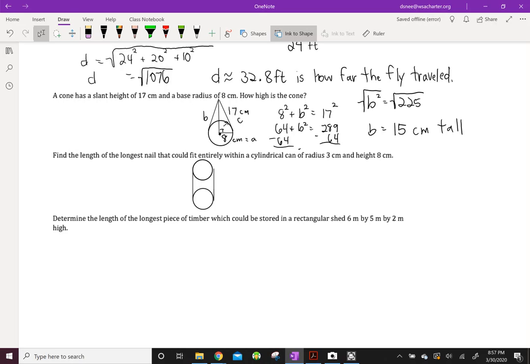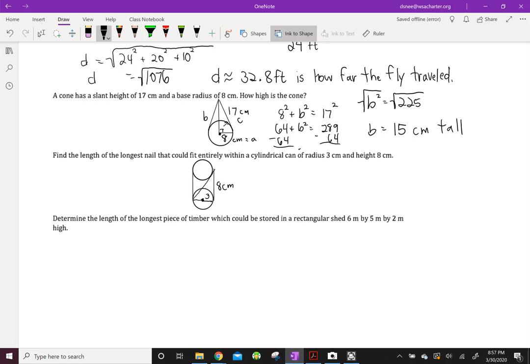Alright, so whatever. We've got this three-dimensional can. It's a cylindrical can. It's got a radius of 3 centimeters, right? So that's going to be 3 right there. And a height of 8 centimeters. And I'm trying to find what's the longest thing I can fit in there. So I want to know what's going to fit from that corner to that corner.